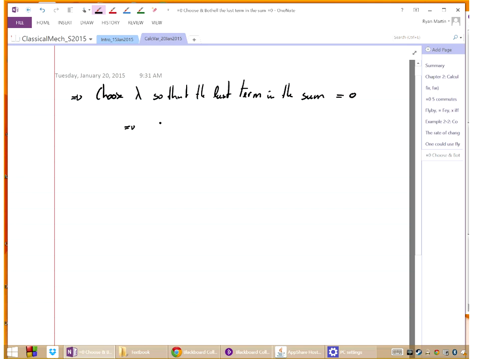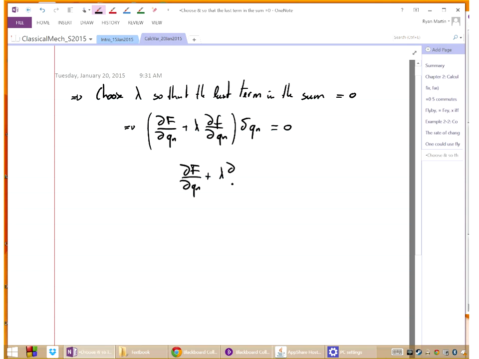is equal to 0. So that means that the last term in the sum, that's ∂F/∂qn plus lambda ∂f/∂qn, that term there is equal to 0. So it's that term there times delta qn equal to 0. Of course, the delta qn can just cancel here. So now I have ∂F/∂qn plus lambda times ∂f/∂qn equals 0.